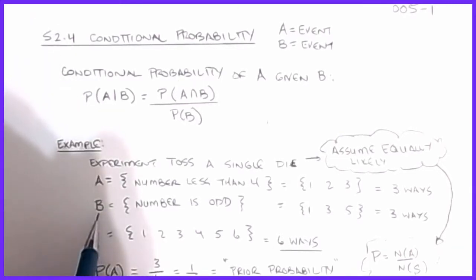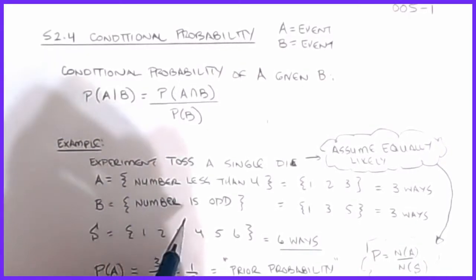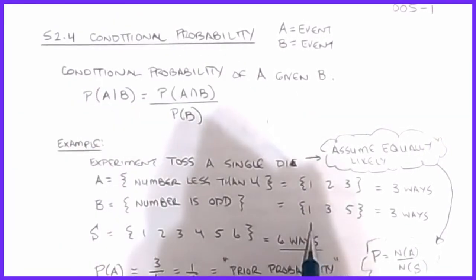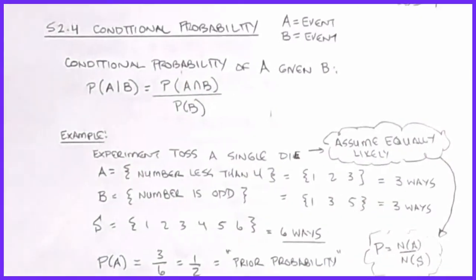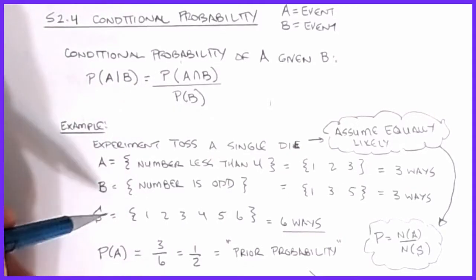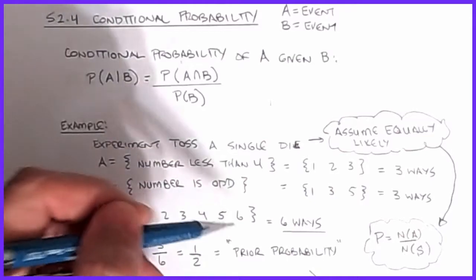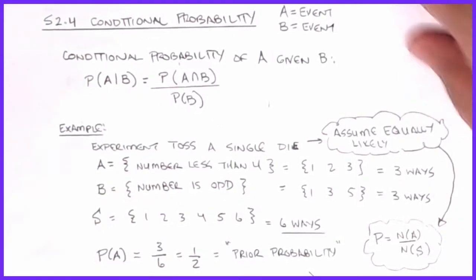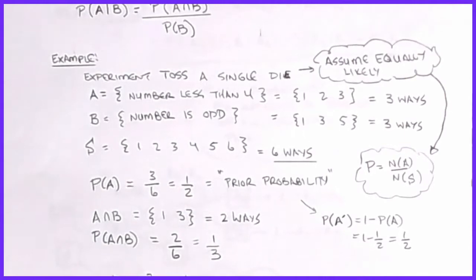We'll define event B as being the number that we roll on the die is an odd number. So the outcomes are 1, 3, and 5. Again, 3 ways to be able to do this. So those are the events that we're looking for. The sample space for a six-sided die is the numbers 1, 2, 3, 4, 5, and 6, or 6 ways.